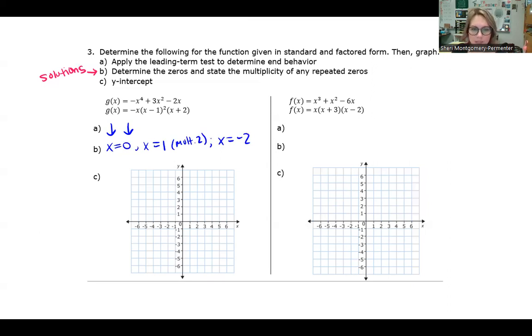What I like to do anytime I have an even multiplicity, I like to go through and circle that value. I circle it because I bounce there. So when I go to make my graph, I'm going to bounce there. So I want to remember that I bounce.